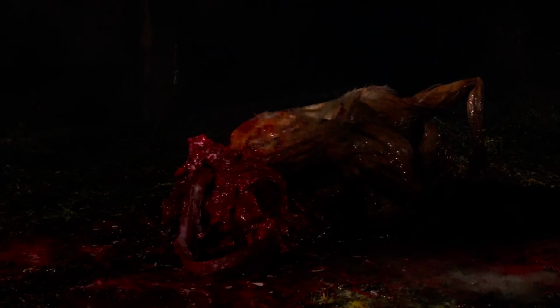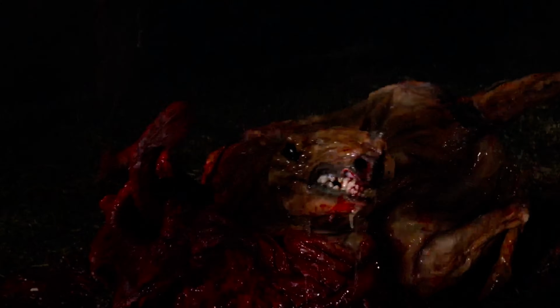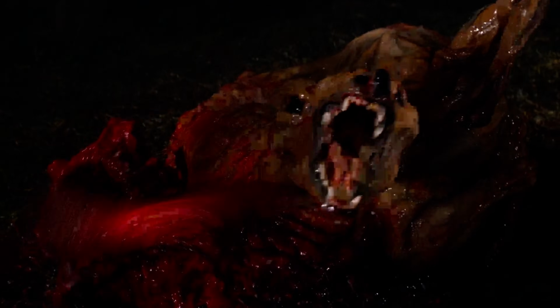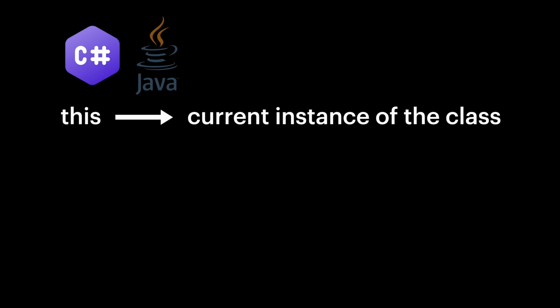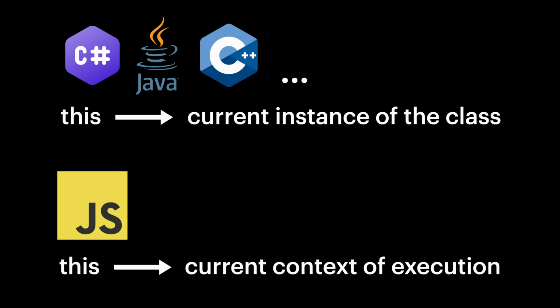Hello everyone! Today we will be uncovering the horrors of this in JavaScript. But first, let's understand the purpose of this beast. You see, in many programming languages, this usually points to the current instance of the class, while in JavaScript, this points to the current context of execution.